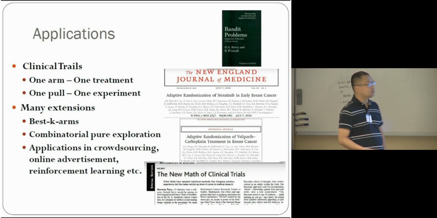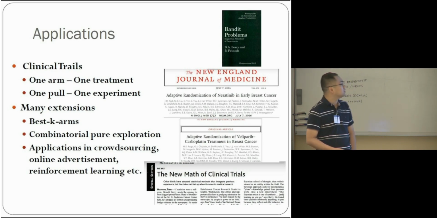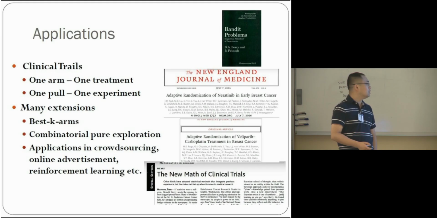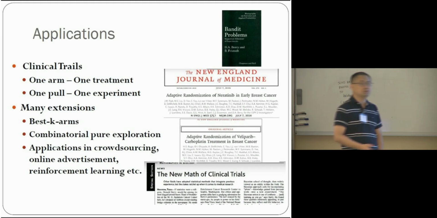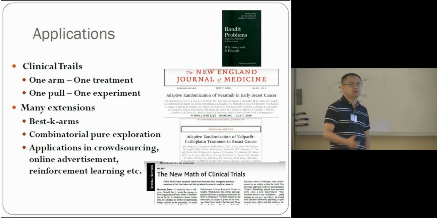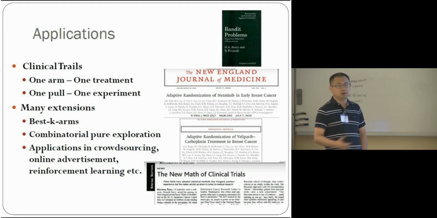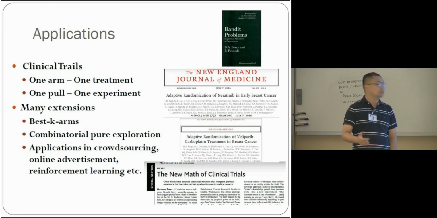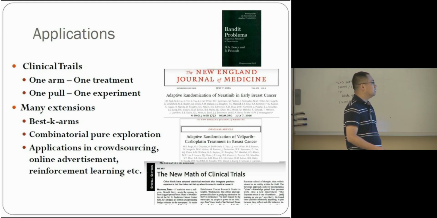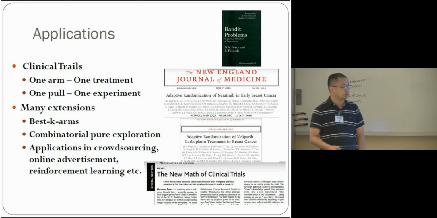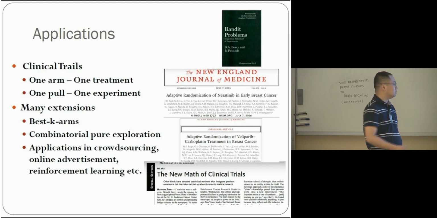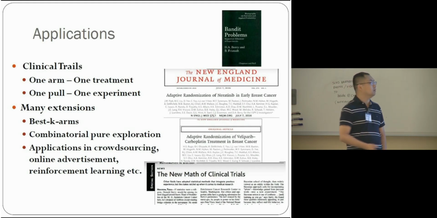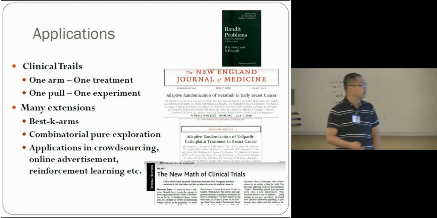Best arm identification has important applications in clinical trials, and it has many extensions. For example, instead of choosing the best one arm, we can choose the best k arms, or we can even have a combinatorial constraint defined over the arms, and we want to choose the best subset. They have a variety of applications, for example, in crowdsourcing, online advertisement, and reinforcement learning. Of course, to understand those extensions, it's better to have a complete understanding of the best arm identification problem.